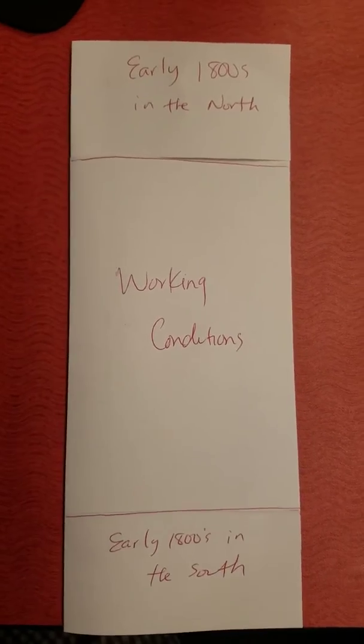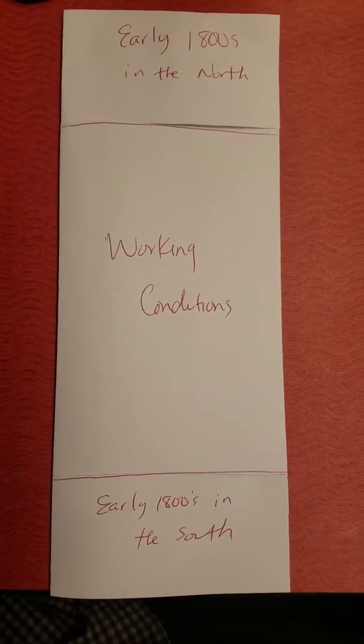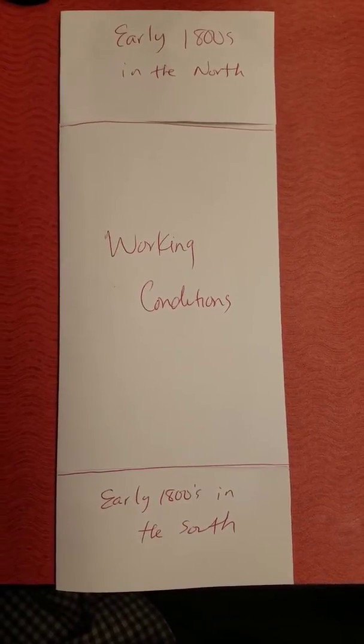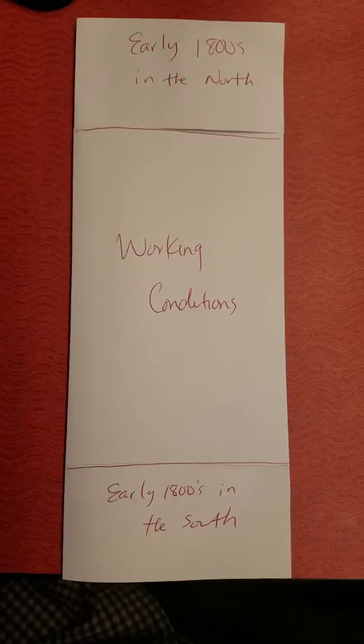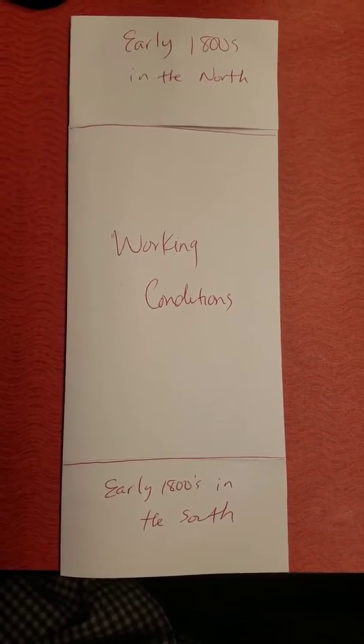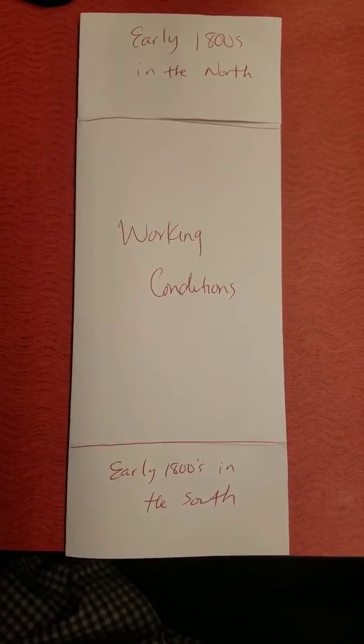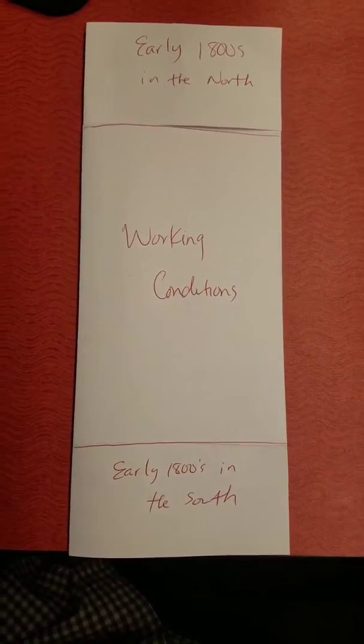Hello class, this is a video to show you how to do a cutout. This example is for our first cutout, which is for notes number 1 out of the industrialization unit, but it would be the same type of idea for the other cutouts throughout the year. The only difference would be what section you have to do it on and how many bullet points you're going to do for each of those sections, which I would tell you at that time.